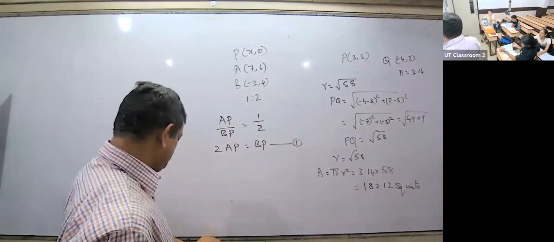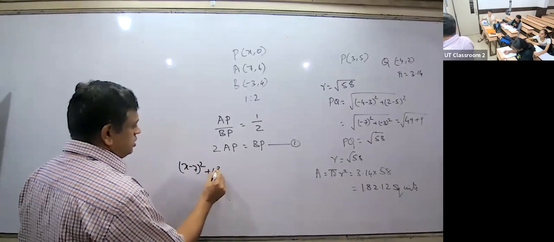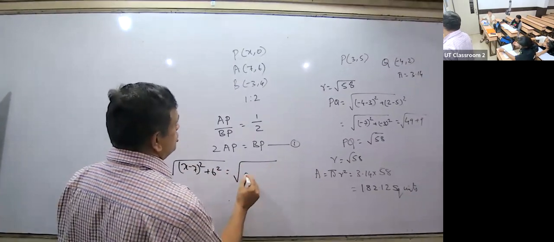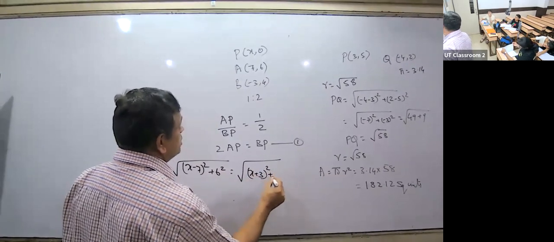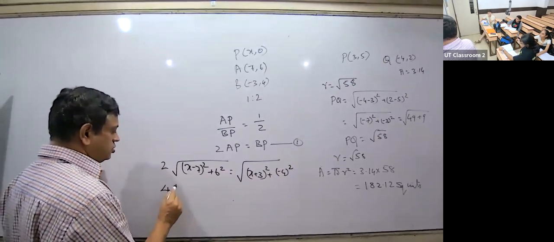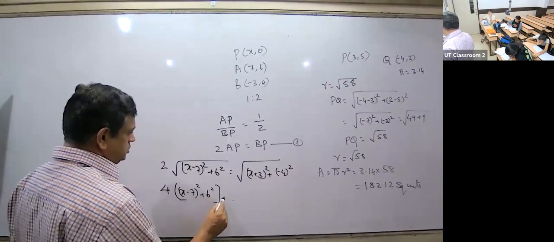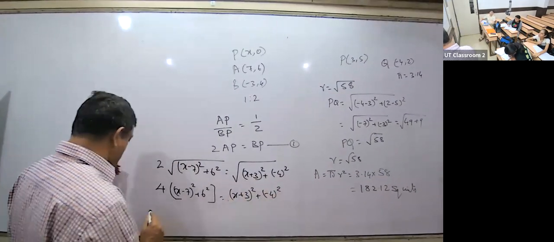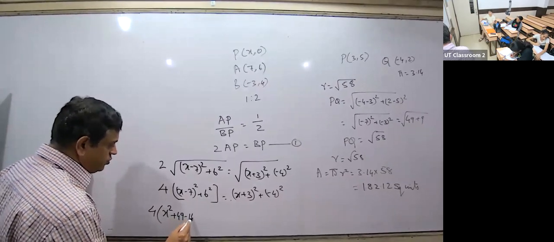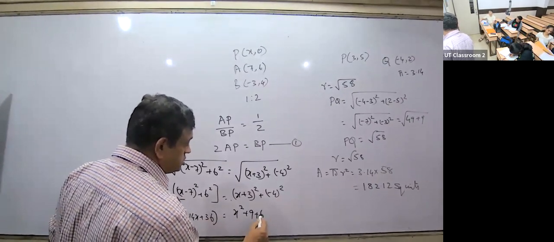Look, AP you must have got as root of x minus 7 whole square plus 6 square. Yes or no? That is 2 times. BP you got root of x plus 3 whole square plus minus 4 square. Squaring both sides, 2 square is 4 in bracket. 4 times x minus 7 whole square plus 6 square is equal to x plus 3 whole square plus minus 4 square. That is 4 times x square plus 49 minus 14x plus 36 is equal to x square plus 9 plus 6x plus 16.